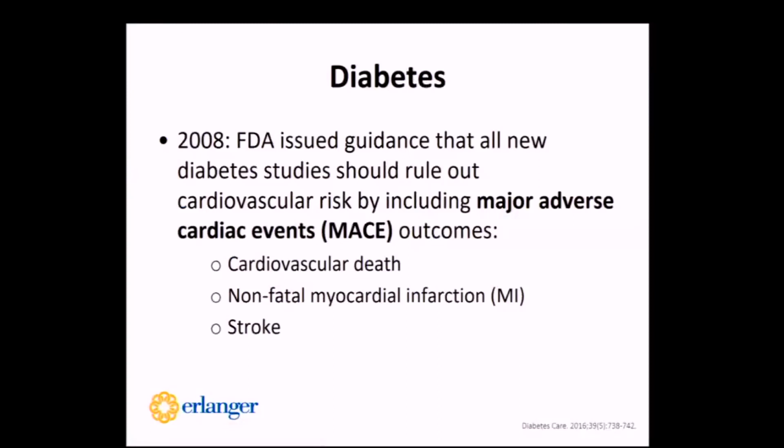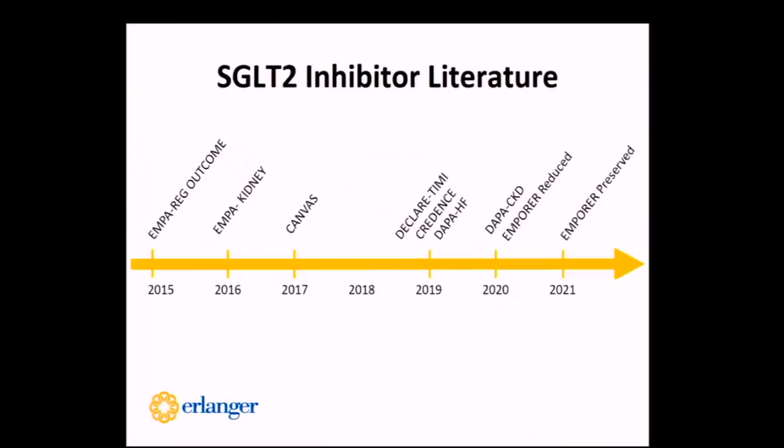So just before we jump into diabetes literature, as a reminder, in 2008, the FDA issued some guidance that all new diabetes medications in their studies, they should rule out cardiovascular risk by including these MACE outcomes, or major adverse cardiac events. And this is due to the high prevalence of cardiovascular disease in patients with diabetes and some adverse cardiovascular risks with the TZD medications at the time. So these MACE outcomes can include cardiovascular death, non-fatal MI, stroke, and sometimes unstable angina, or sometimes it's just the first three. So we'll get started.